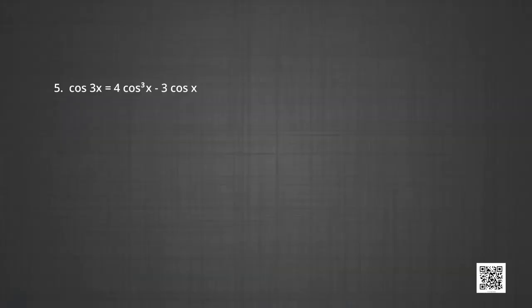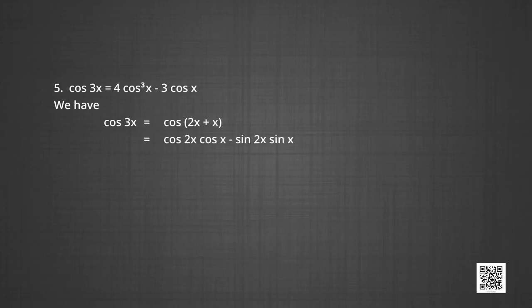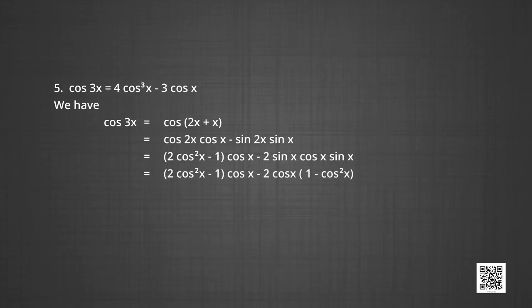We will try to express cos 3x as 4 cos cube x minus 3 cos x. Again, cos of 3x can be written as cos of 2x plus x, which further can be expressed as cos 2x cos x minus sin 2x sin x. In this expression, we will replace cos 2x by 2 cos square x minus 1 and sin 2x as 2 sin x cos x, which on simplification gives us 2 cos square x minus 1 into cos x minus 2 cos x into 1 minus cos square x.